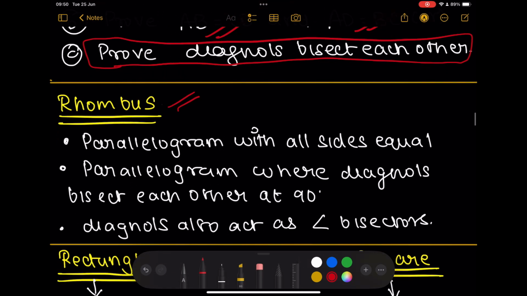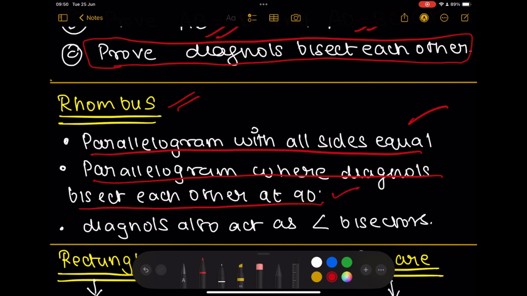Next one is the rhombus. A rhombus is basically a parallelogram with all sides equal. Everyone knows this; it's a very basic property. Now see, this is very important: parallelograms where the diagonals bisect each other at 90 degrees form a rhombus. Diagonals also act as angle bisectors. Both these properties are very important.